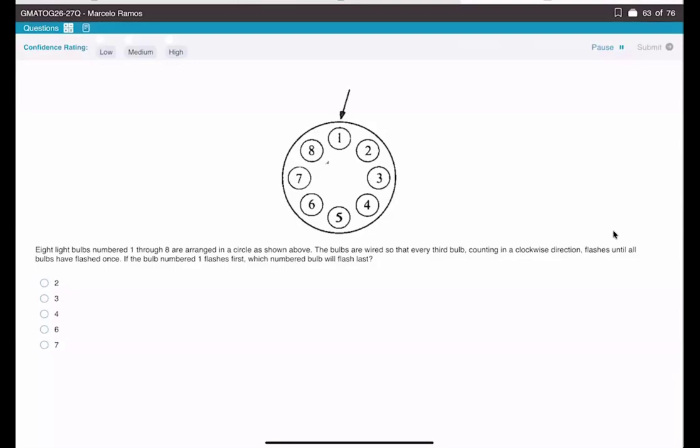Let's do it. This is a bit confusing. Look, 8 light bulbs, number 1 through 8, are arranged in a circle as shown above. The bulbs are wired so that every third bulb, counting in clockwise direction, flashes until all bulbs have flashed once. If bulb number 1 flashes first, which number bulb will flash last?